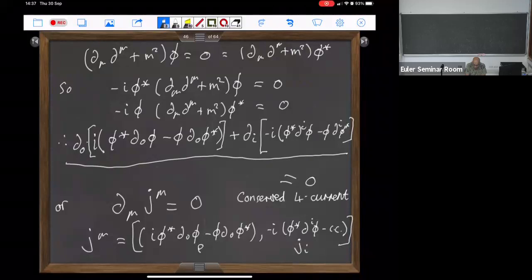Now, what that means is that there's an object, a 4 vector J mu, whose divergence, so put this as a check, whose covariant divergence is 0. And the components of this 4 vector are the time component, which is this quantity here involving the time derivatives, which I'll call rho. And the 3 vector components involve the spatial derivatives.